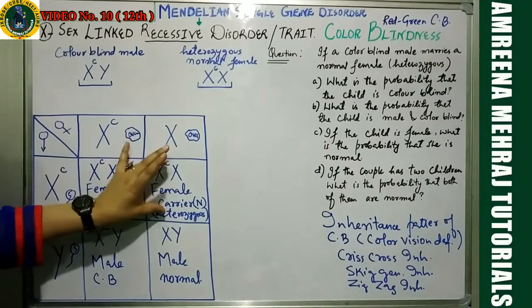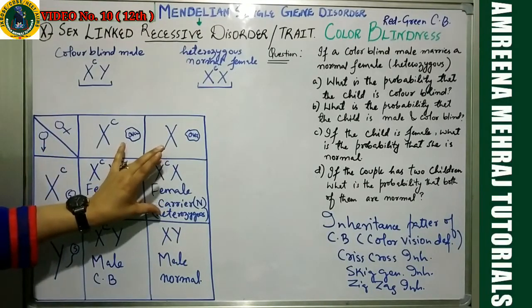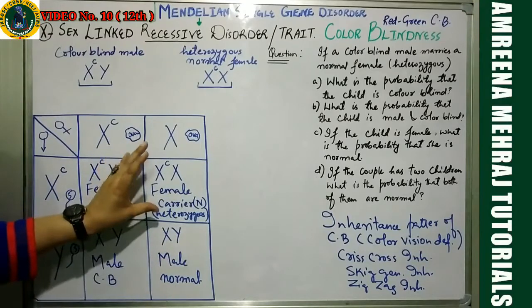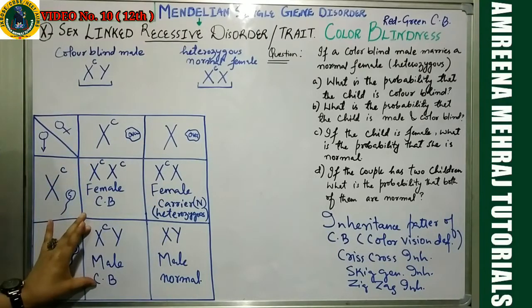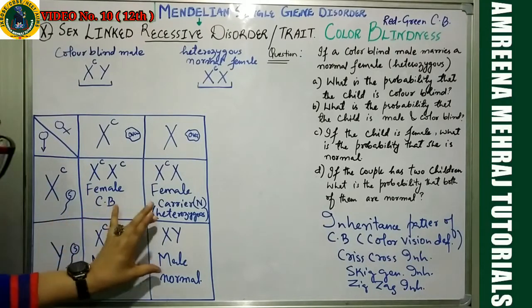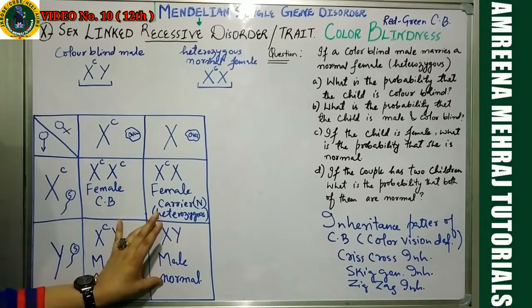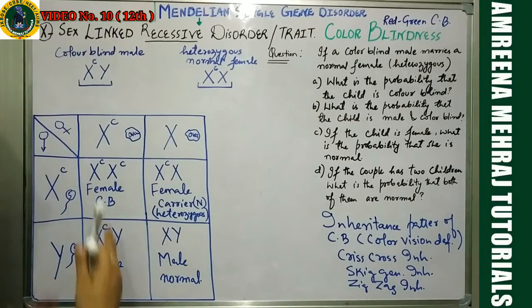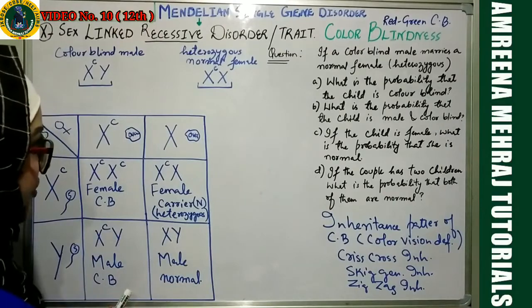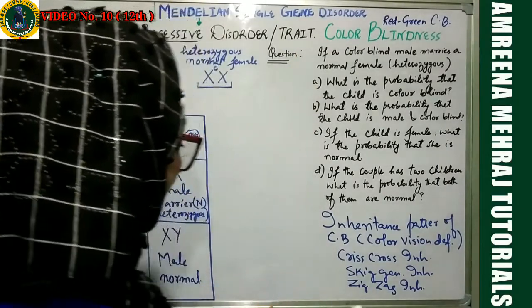One female out of the 4 children will be a carrier, one male out of the 4 children will be an affected male, and one male out of the 4 children will be a normal male. Now, putting this into consideration, we'll be able to solve these. These are very simple now.